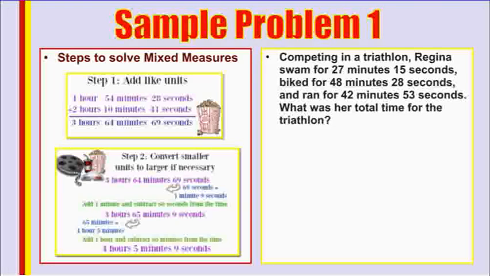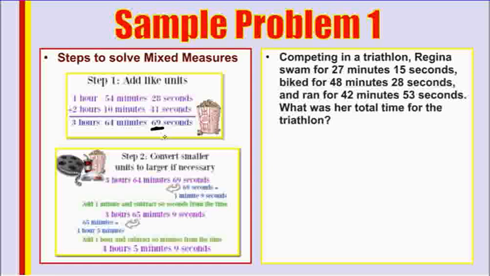So first off, when we solve mixed measures, we need to write down each of the measures that we are working with. In the example on the left here, it says at step 1, add like units. So they're separating everything with hours, minutes, and seconds. Now remember, when we add seconds, minutes, or hours, there's a limit before you have to go to the next column. With seconds, you can only have a maximum of 60 seconds. You can have more than 60 seconds, but we normally wouldn't write 60 seconds here.